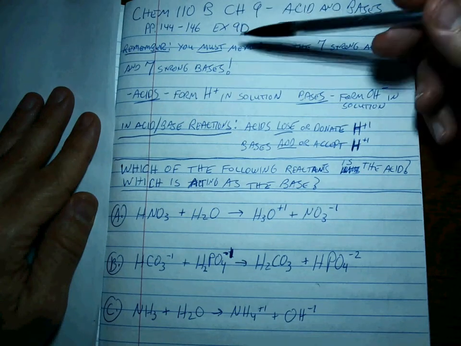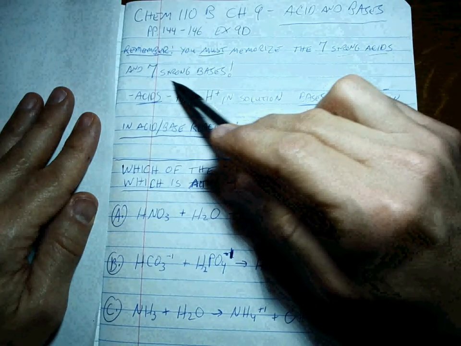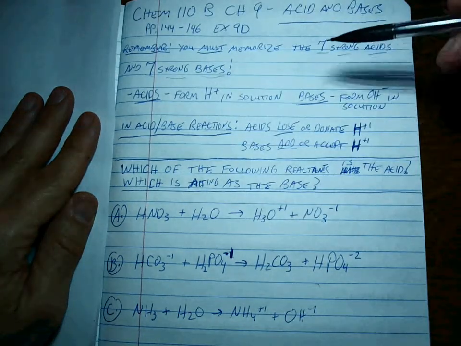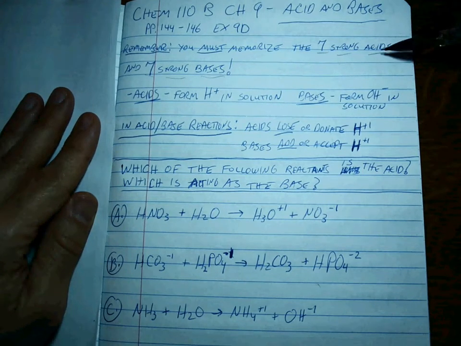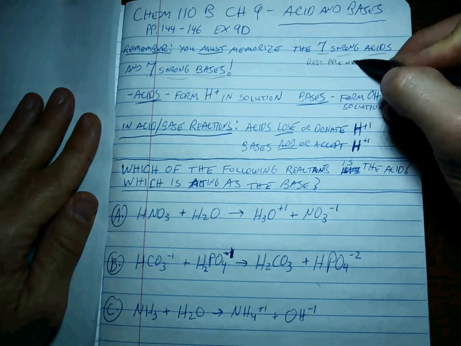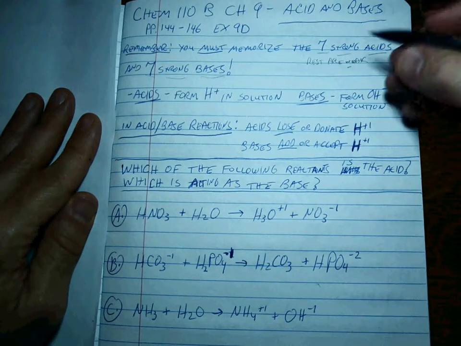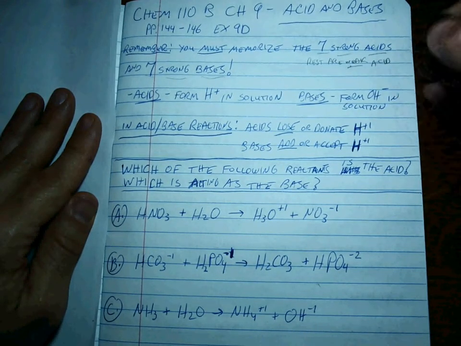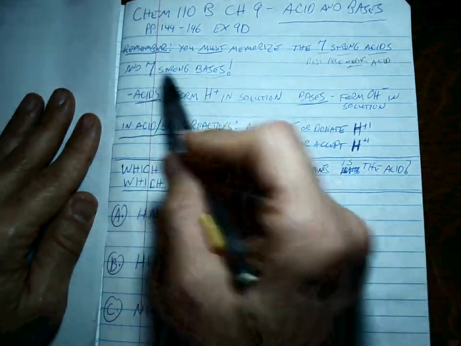Remember, you must memorize the 7 strong acids and the 7 strong bases if you plan on doing well on this next exam, because if you can identify the 7 strong acids, then you know what all the acids are, because every other one, the rest, are weak acids. And therefore you can know what all the acids do. And remember, every acid is something that forms H plus in solution.